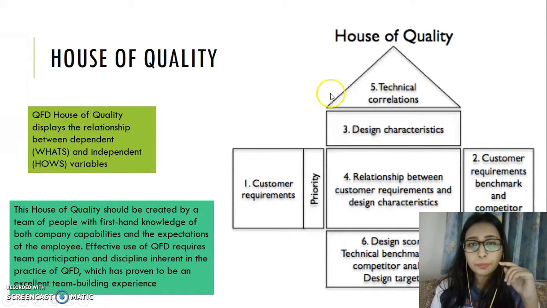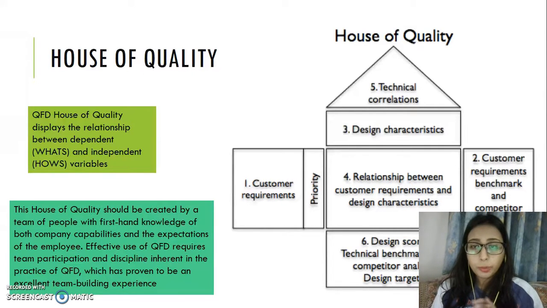Here you can see a sentence template version of the house of quality. On the left-hand side, you have customer requirements, and then you have priority, which is basically a ranking of those customer requirements or how the customers rate those requirements. Then you have the customer requirement benchmarking competitor analysis, which is second on your list. Basically, here you rate your product against that of the competitor.